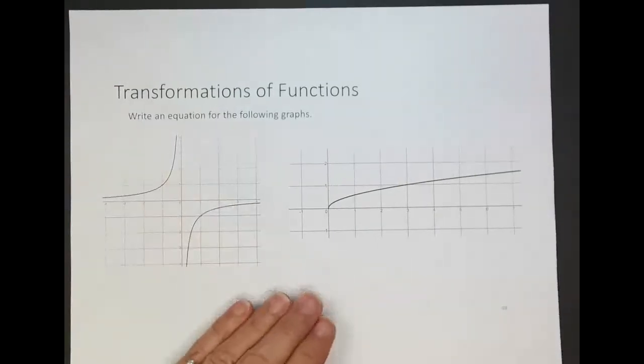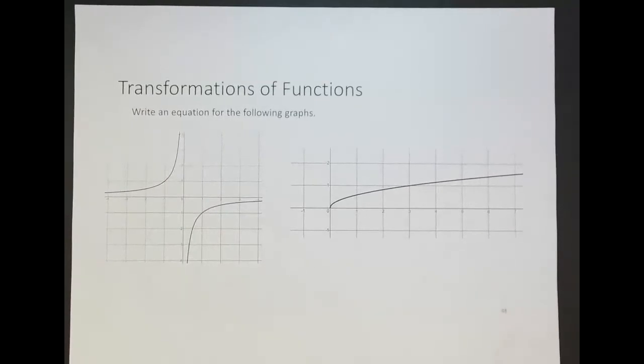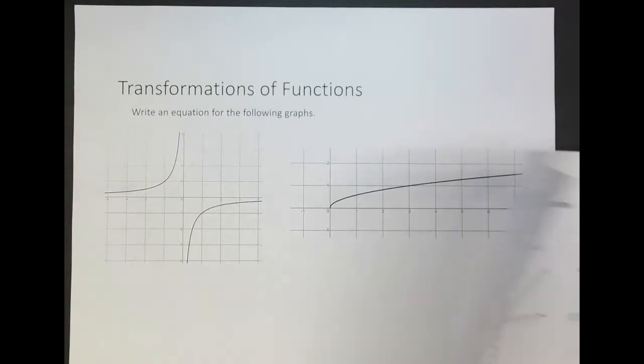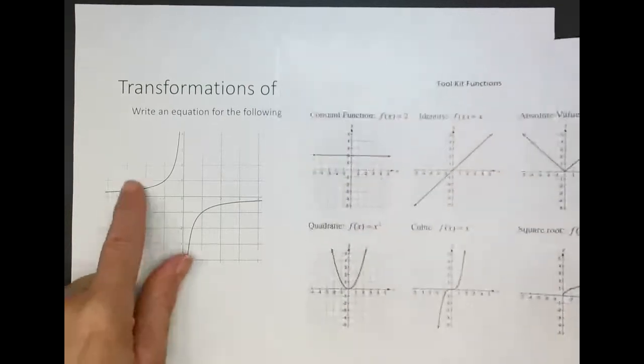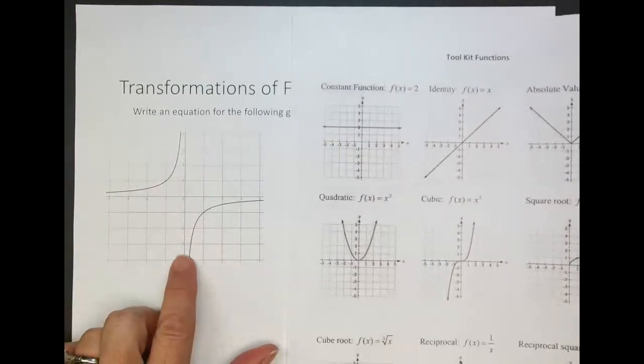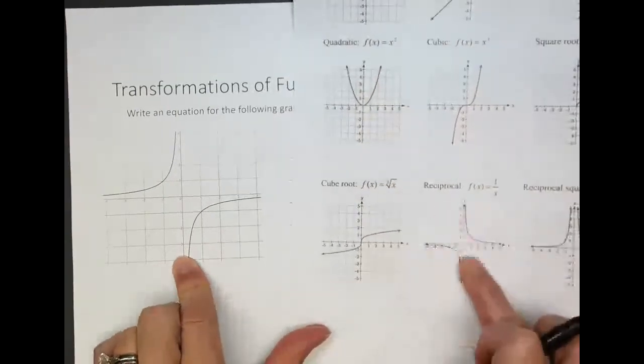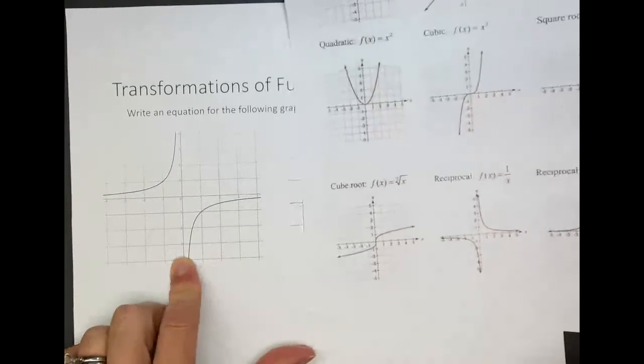Let's look at a few more examples. Here we've got some graphs. Say you want to write the equation for that graph. Well, where do we begin with this? We start by remembering our toolkit functions. What shape does this graph on the left here most closely resemble? Well, if I look at my toolkit functions, it looks like it most closely resembles the reciprocal shape.